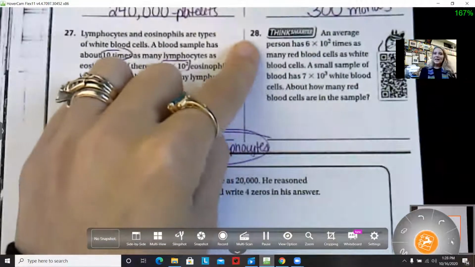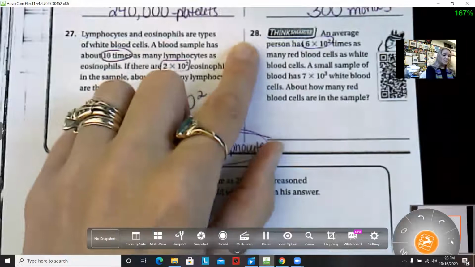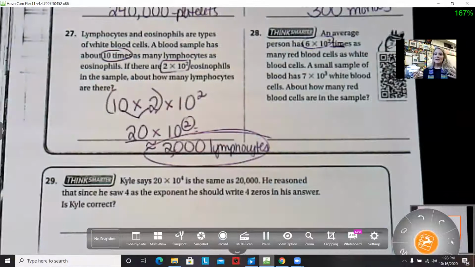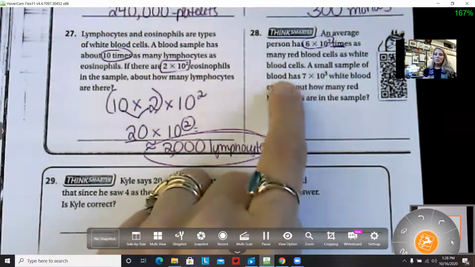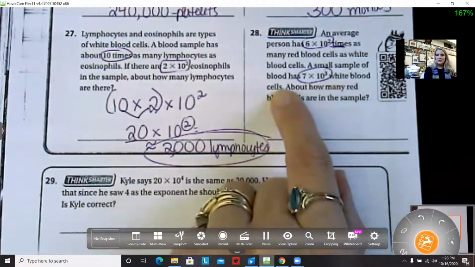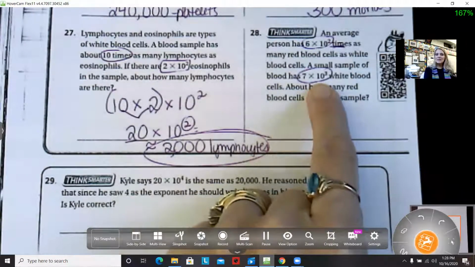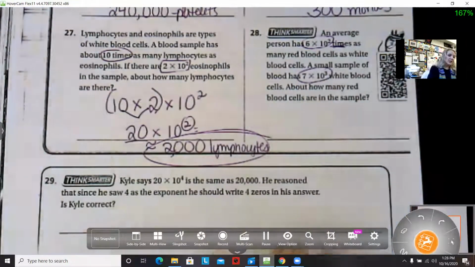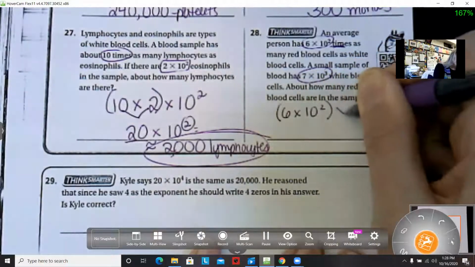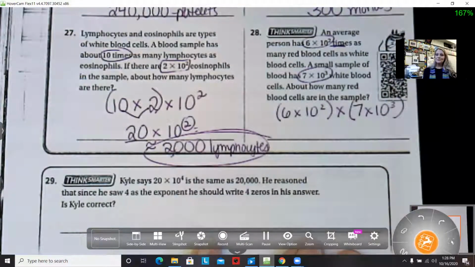Okay, number 28. An average person has 6 times 10 to the second power times as many red blood cells as white blood cells. So we have many more red blood cells than white. A small sample of blood has 7 times 10 to the third power white blood cells. So how many red blood cells? If there's this many times of this, that means I need to multiply these two groups together. This won't be hard. We could take 6 times 10 to the second power times our second number, 7 times 10 to the third power.